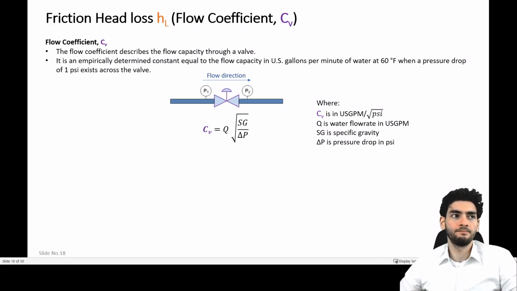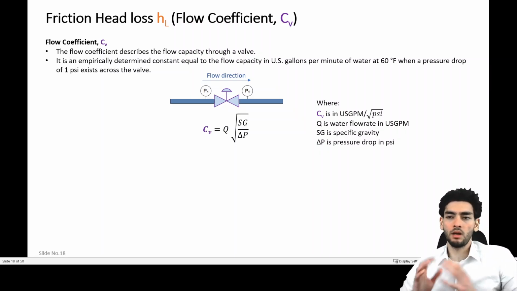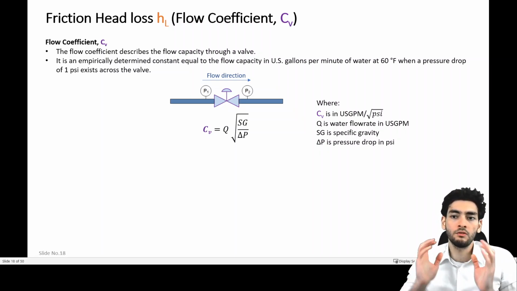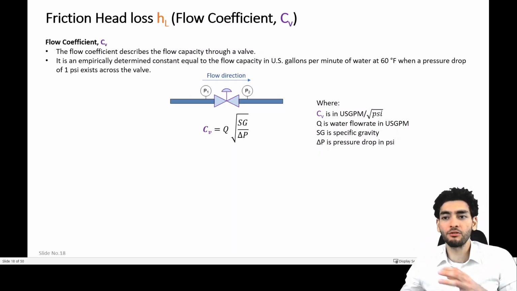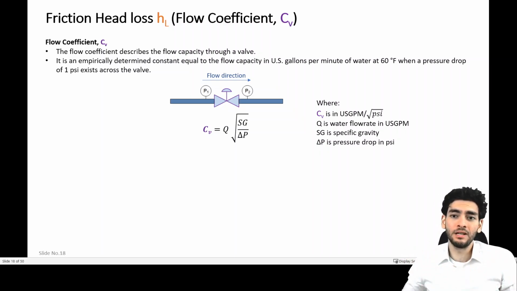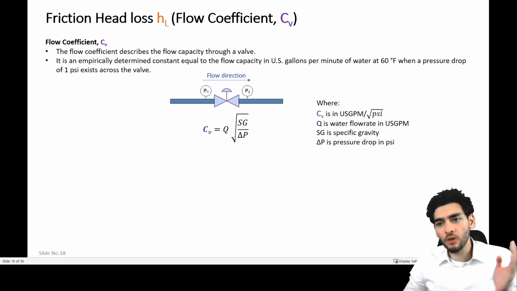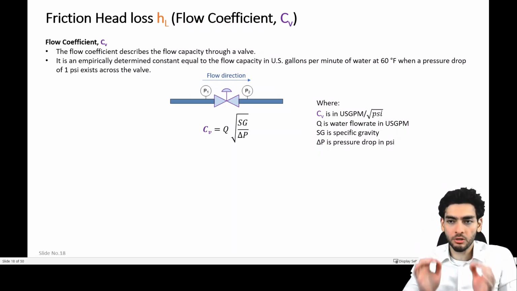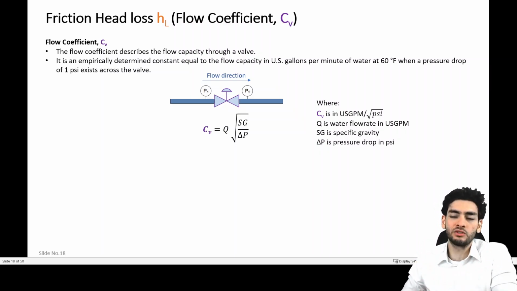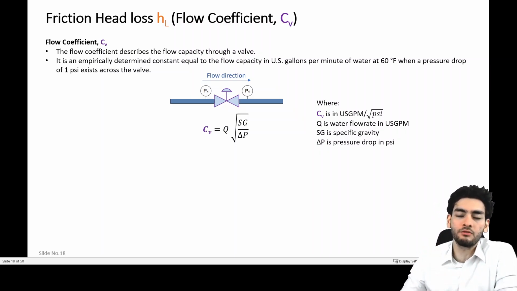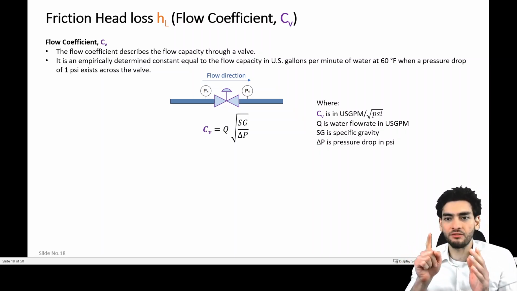Okay, hello everyone. So now let's look at what flow coefficient means and how we use it. The flow coefficient describes the flow capacity through a valve. It is an empirically determined constant equal to the flow capacity in US gallons per minute of water at 60 degrees Fahrenheit, which is around 15.5 degrees Celsius, when a pressure drop of 1 psi exists across a valve.